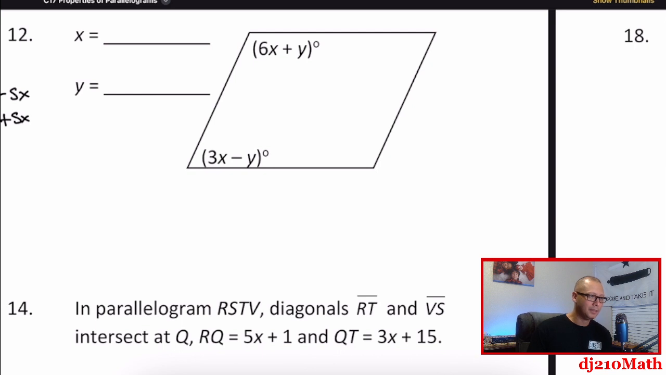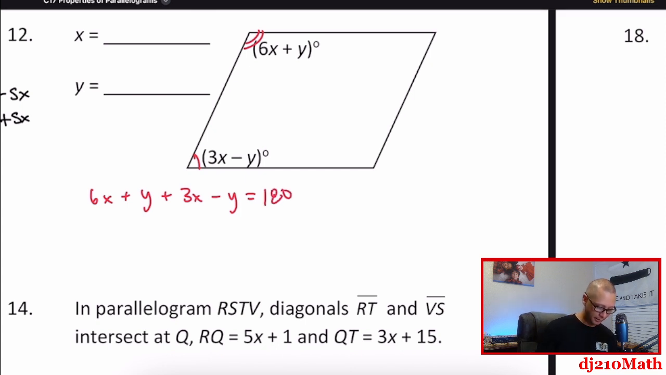Okay, let's go. What kind of angles are these? The consecutive angles. And consecutive angles are what? Supplementary. They add up to 180. So this is going to mean that 6x plus y plus 3x minus y equals 180.